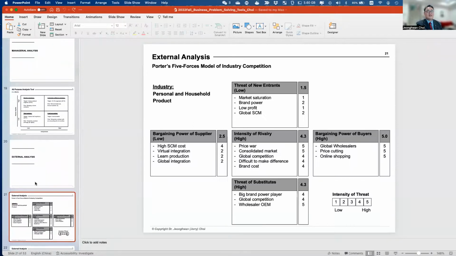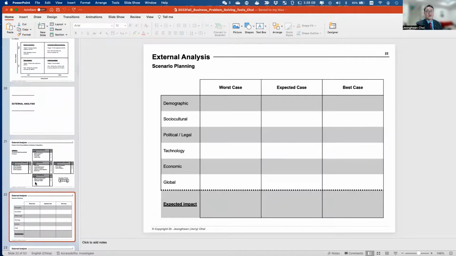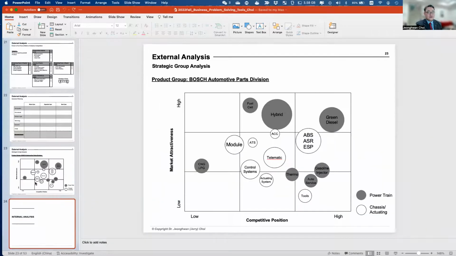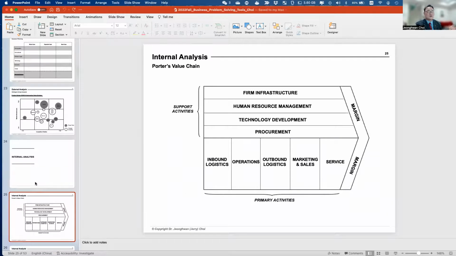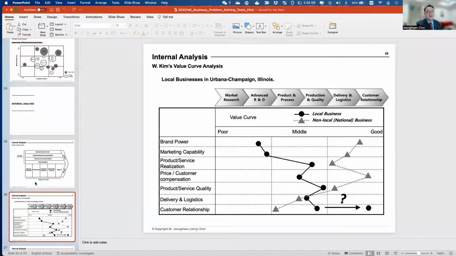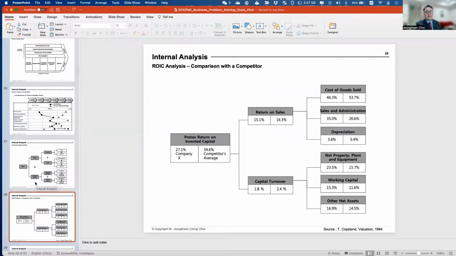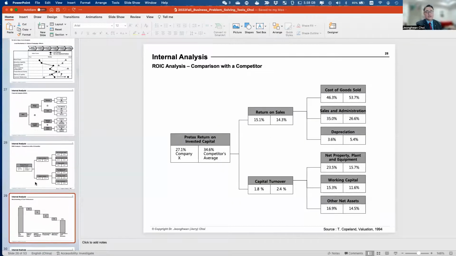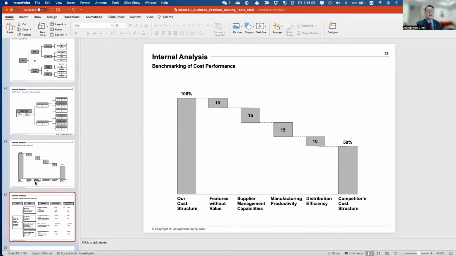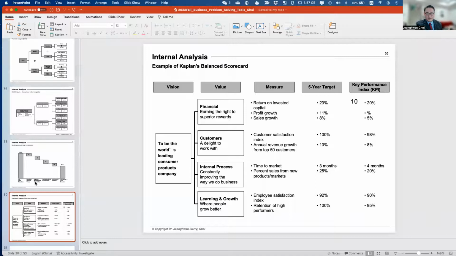For external analysis, I will introduce Michael Porter's 5 forces model, scenario planning, and strategic group analysis. For internal analysis, we have Porter's value chain analysis, which gives the value curve analysis to identify the blue ocean. In internal analysis, we must also have a good understanding of our money. To identify the money problem, we usually use ROIC analysis, make a comparison and a benchmark, and by using Kaplan's BSC, maybe we can compare a few KPIs.